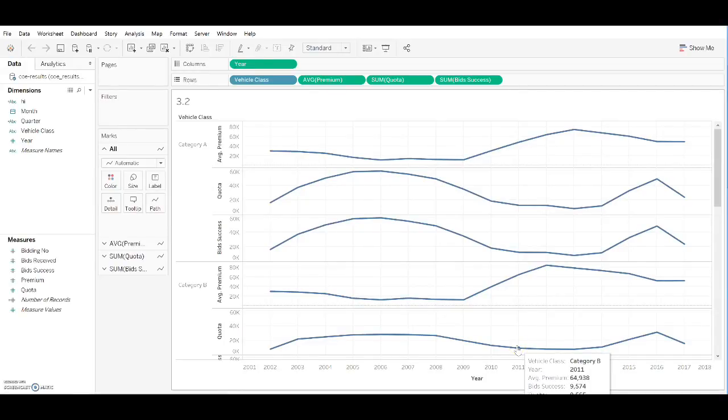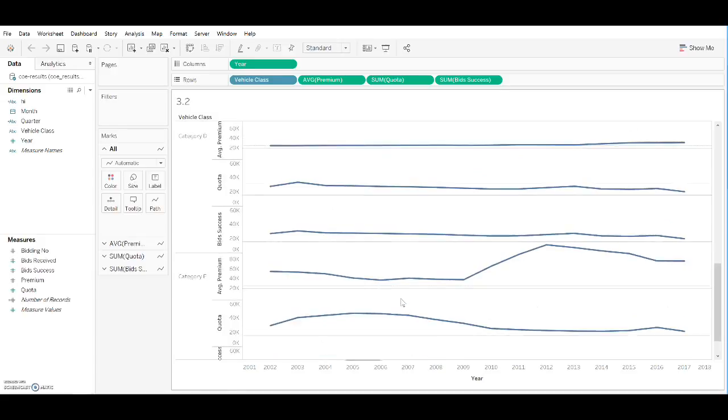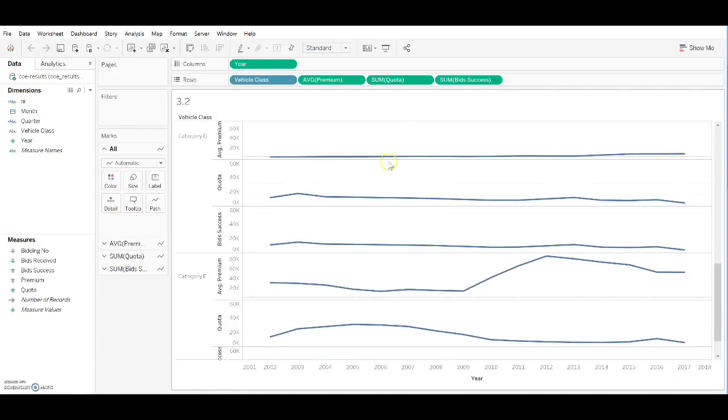For 3.2.2, which category has decreased or remained constant in terms of average premium, and to suggest reasons for such occurrences? We can see that category D here remains constant in terms of average premium when comparing with the rest. The number of quota and demand has seen no change, and thus average premium remains constant.